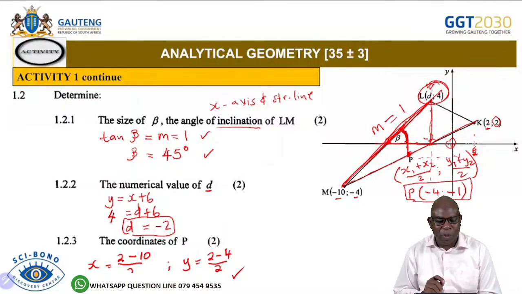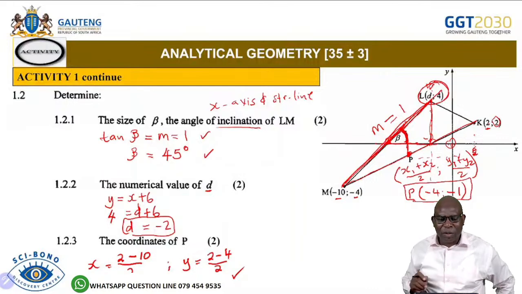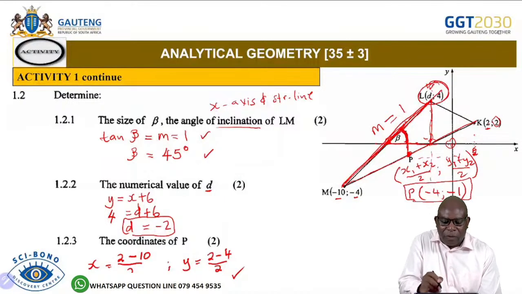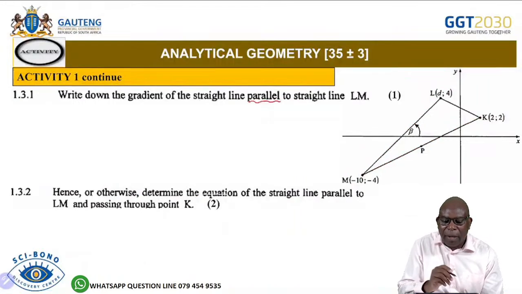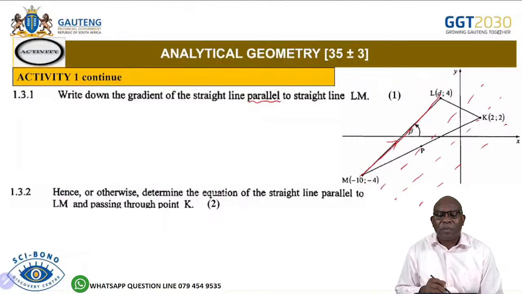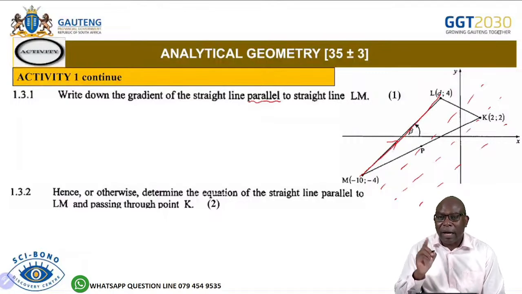Let's go to the next one. These are easy questions. These are easy questions where we must get marks. Write down the gradient of the straight line parallel. See, the keyword there is parallel to line LM. So I need any line that is parallel, whether it's there or there or there, but it must be parallel to this line. What do I know about parallel lines? The gradients of parallel lines, they are equal.